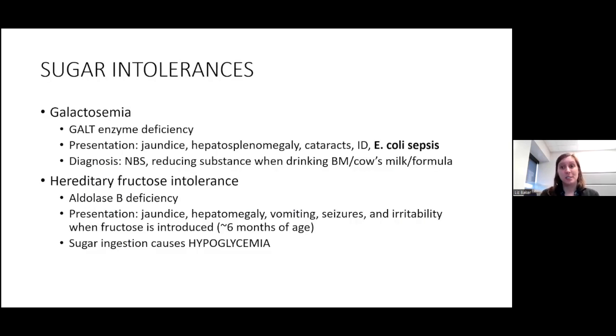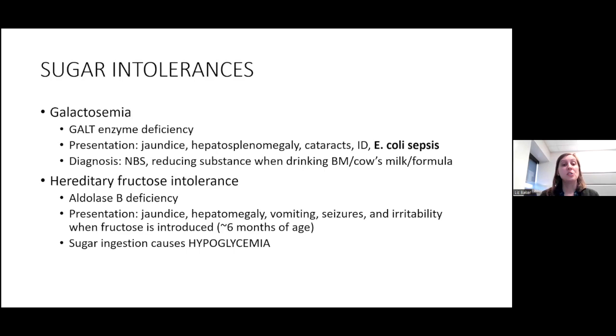Next is sugar intolerance. Galactosemia is the classic example, and that's due to a GALT enzyme deficiency. How these kids will present is that they'll have severe jaundice, hepatosplenomegaly, congenital cataracts, intellectual disability, and then E. coli sepsis, especially in the neonatal age. So if you see a kid who has E. coli sepsis on your boards question, then I would think about galactosemia.